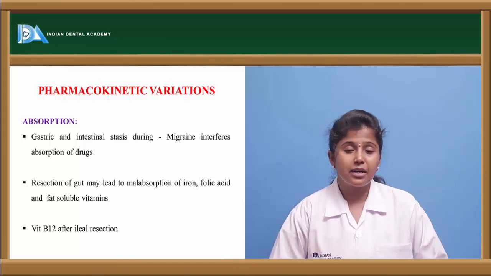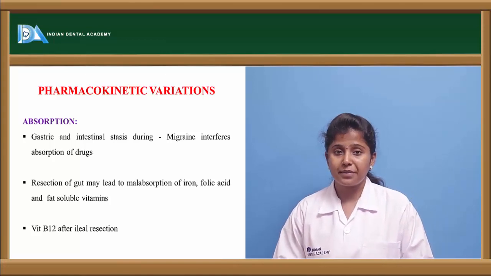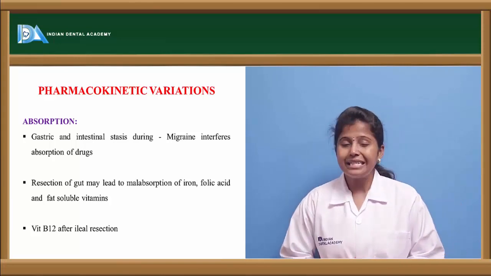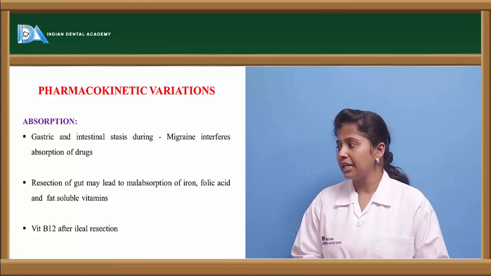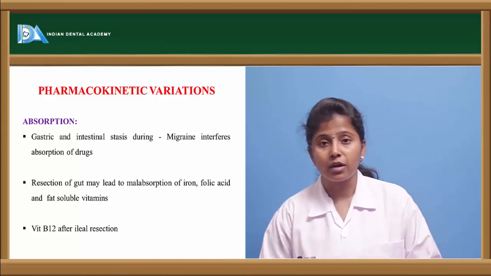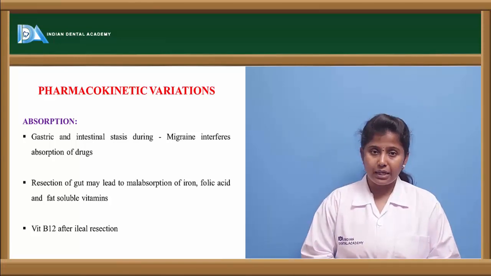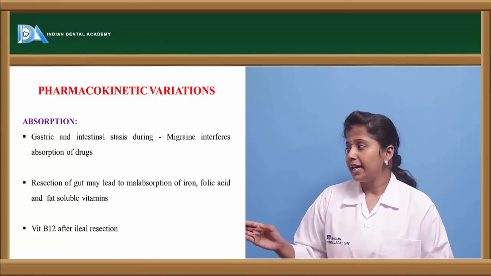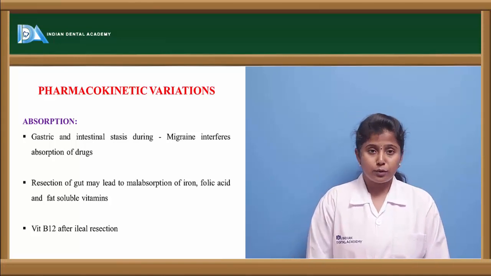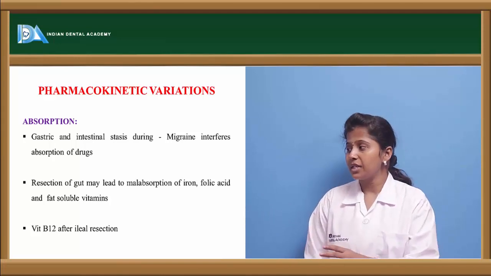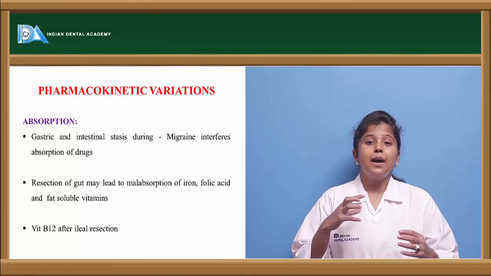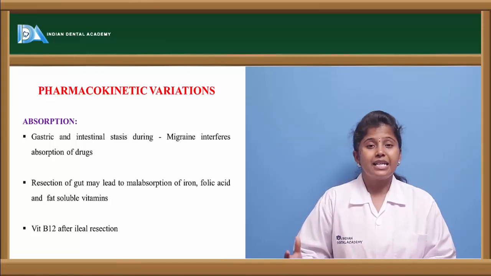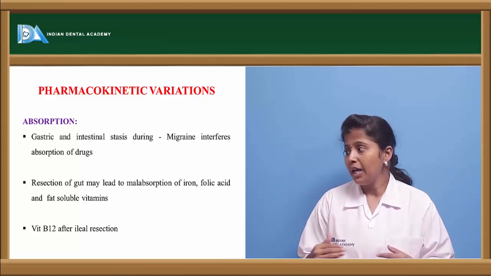Pharmacokinetics involves absorption, distribution, metabolism and elimination. So here, absorption. Gastric as well as intestinal stasis during migraine interferes with the absorption of the drug. If a person is having migraine and is taking medication against the migraine, that will interfere with absorption, because in migraine the gastric and intestinal pH or environment is not maintained, and in that condition drug absorption will be interfered with.